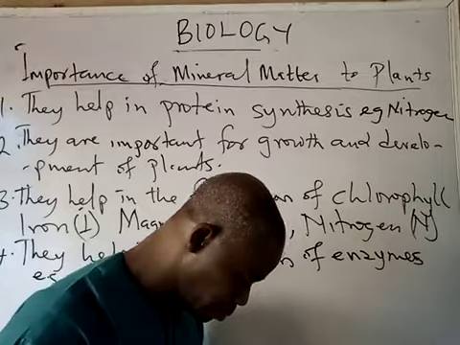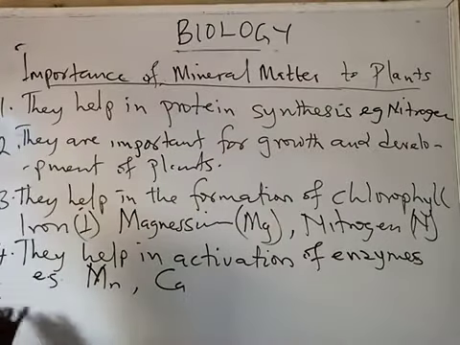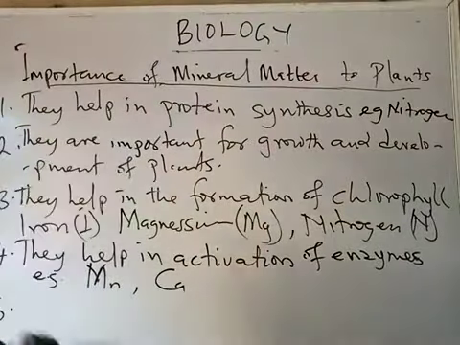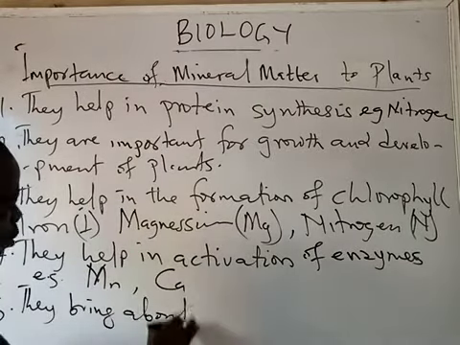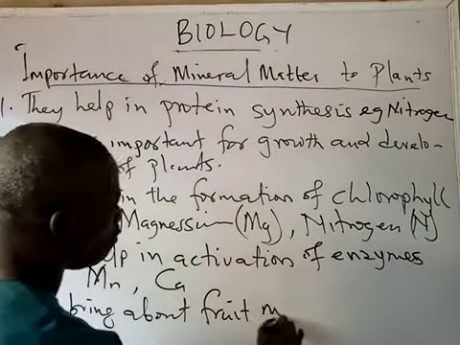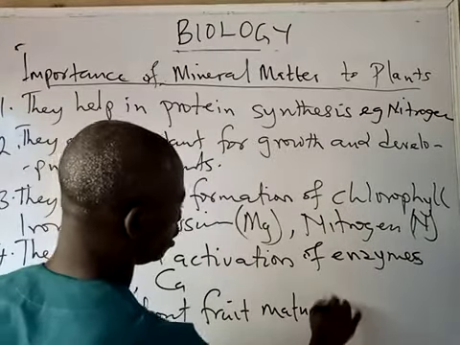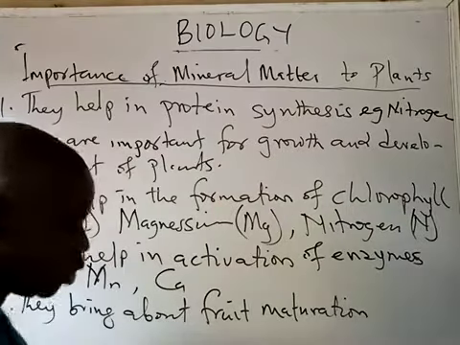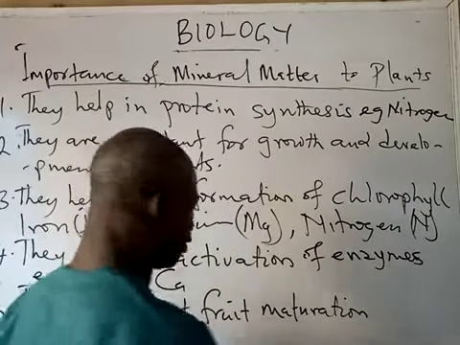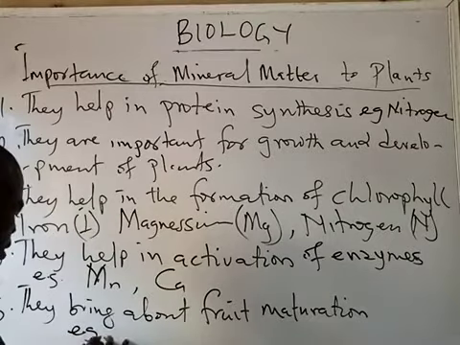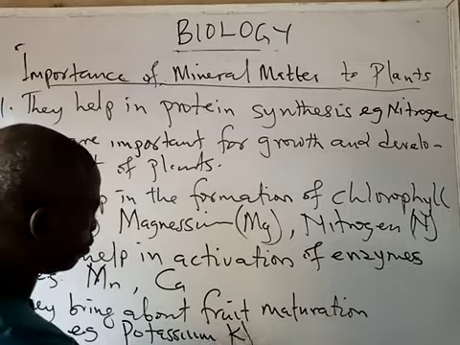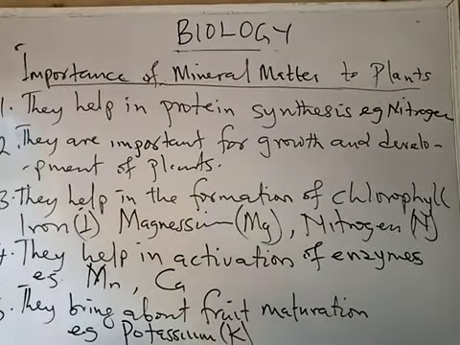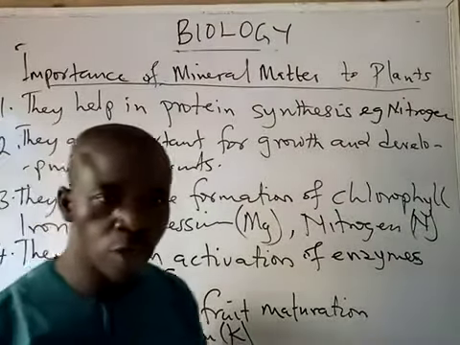And finally, some minerals help in fruit maturation. They bring about fruit maturation. For example, potassium helps in fruit maturation. So these are the importance of mineral matter to plants.